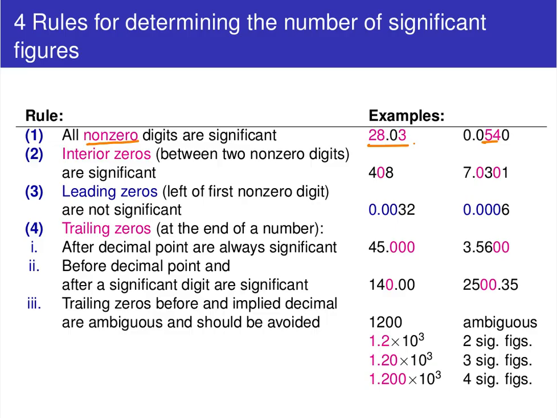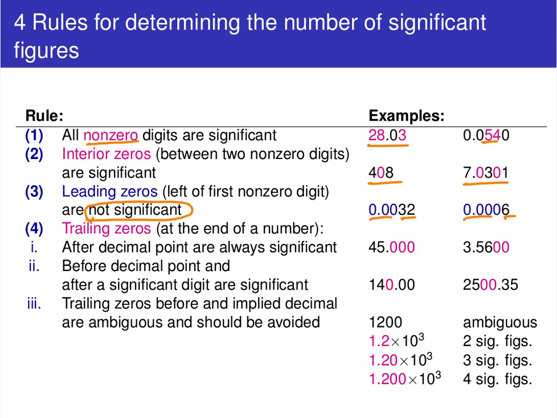Now, anytime you have interior zeros, in other words, zeros between 2 non-zero digits, for example here and here, those zeros are going to be significant. Then, if you have leading zeros, so they're not in between 2 non-zero digits, they're in front of those non-zero digits, these zeros, it turns out, are not significant. I want to do an example to drive that point home momentarily, but these leading zeros are not significant.